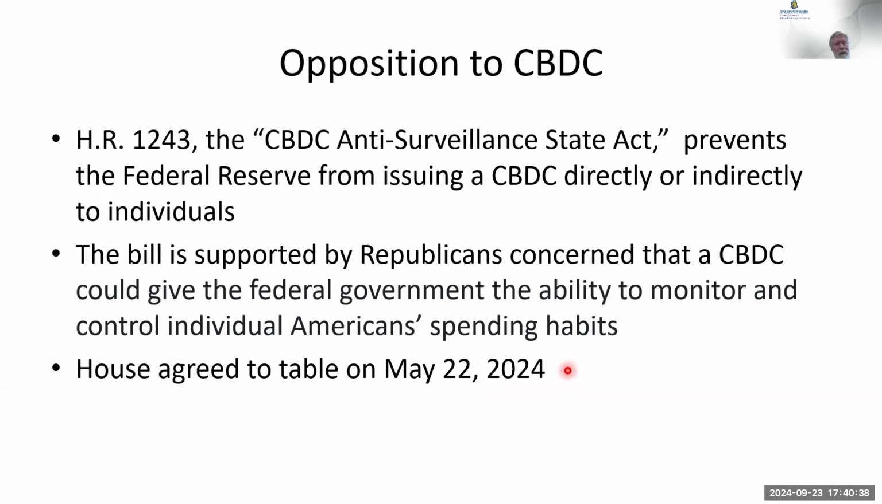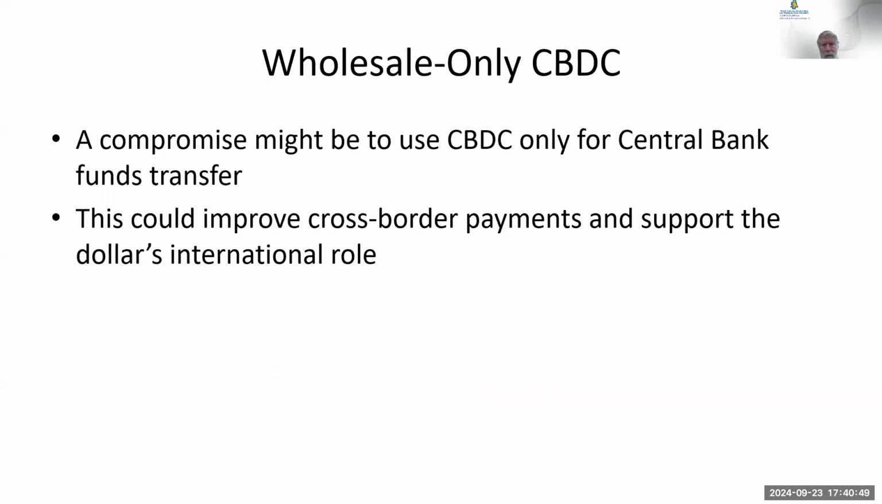They have tabled it as of May of this year, and that's where it is. So it's not law. You can bet that if it gets to the White House, they're not going to approve it. Another compromise might be to use central bank digital currency in the United States only for wholesale use. That is, between banks. Banks could transfer money to other banks using CBDC, or between countries.